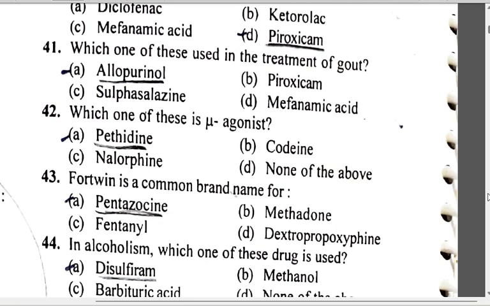Which one of these is used in treatment of gout? Allopurinol. Which one of these is mu agonist? That is pethidine. Fortwin is a common brand name for pentazocine. In alcoholism, which one of these drug is used? That is disulfiram.